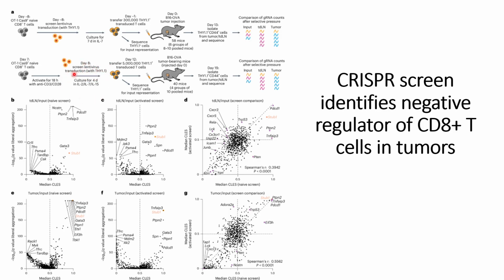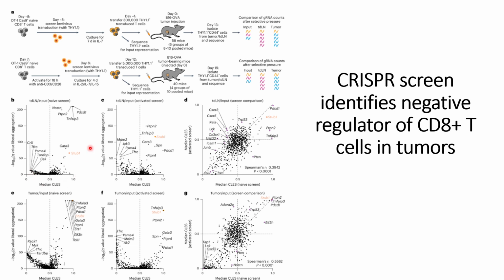They cultured these in interleukin 2, 7 and 15 to keep the cells activated. After day 12, they transferred these cells into the mice, and after day 19 they sorted the Thy1.1 positive and CD44 positive cells from 2 different locations, that is tumor and TDLN, and then compared the guide RNAs with the input.